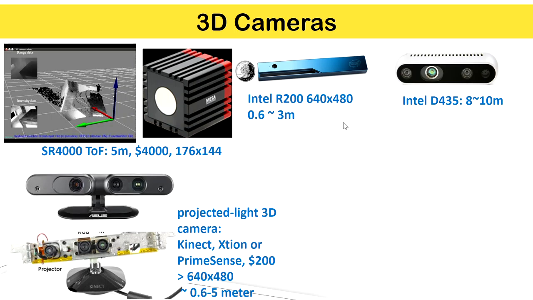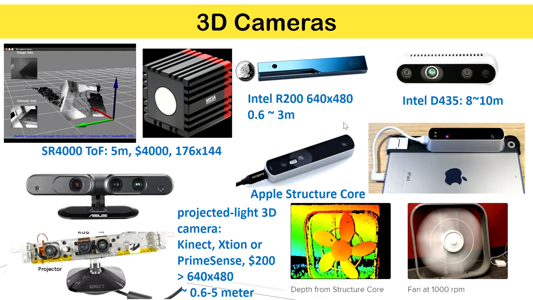Later they also produced the Intel D series cameras. The D435 is designed for longer range object detection. It can detect objects even as far as 8 to 10 meters. And this one is my favorite. It's newly come out, I think this year. It's an Apple structure 3D camera. It works in a similar way, but it can generate very reliable and accurate depth data, even in high dynamic scenarios. You can see here, this is a fan rotating at 1000 RPM, that fast, but the left image, the output depth data, is very reliable and very accurate. Actually, I have the camera here. So if you are interested in the outcomes and want to see more detail of the image, you can come to me. I can show you the demo after the presentation.